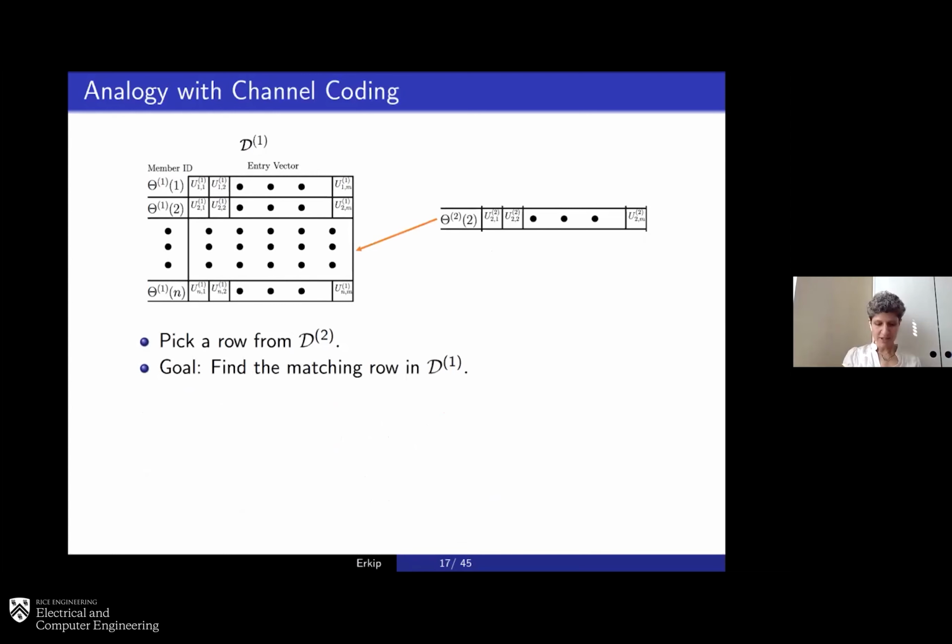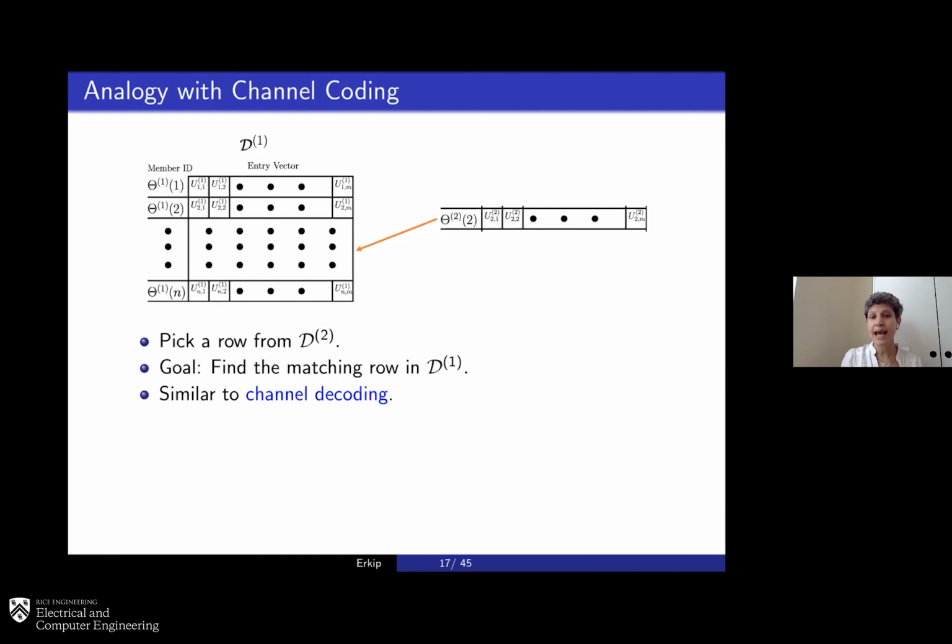As my title suggests, I want to view this as a communications problem. So where does communications come into play? Let's think a little bit about this database matching problem. I have the first database. I'm going to pick a row from the second database and try to figure out which row in the first database this corresponds to. So this random person in the second medical database, which person does it correspond to in the first medical database? We're trying to find the matching row in the first database.